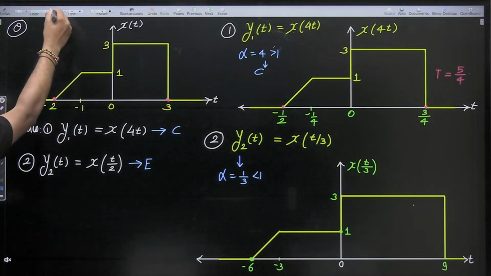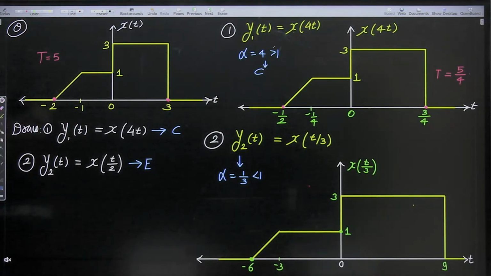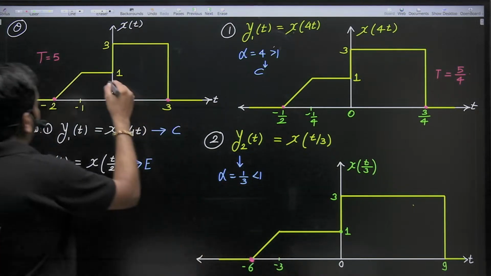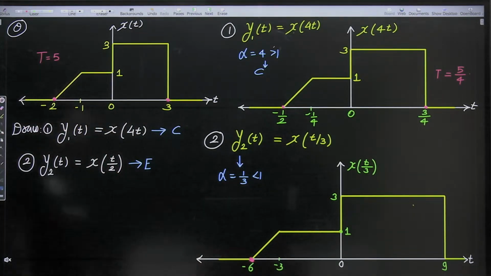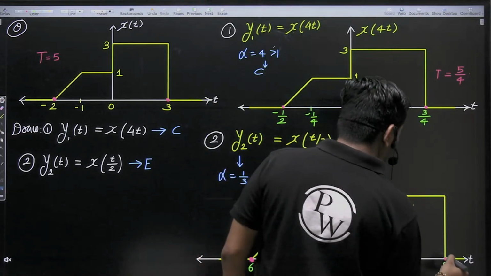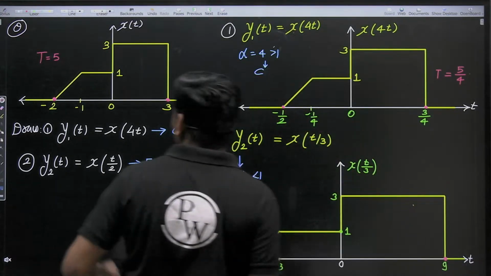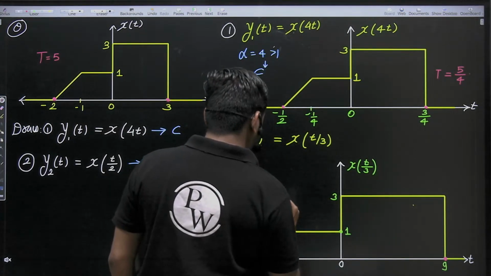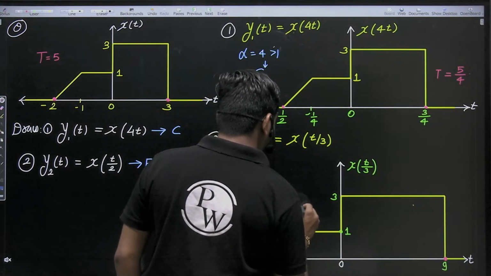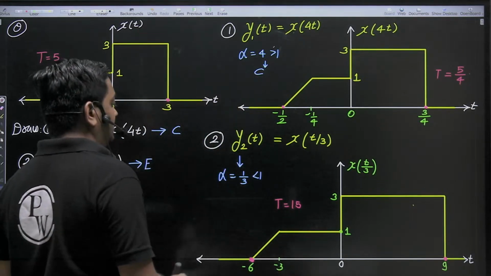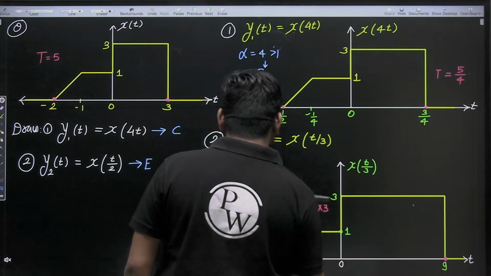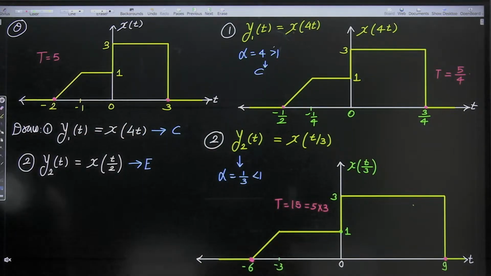Now observe the value of width, guys. What is the width of this signal? The width of this x of t is 5. And what is the width here, guys? It is 15. Okay. So the width also increased by the same factor. So here width is 15, guys, which is nothing but 5 into 3. Done.